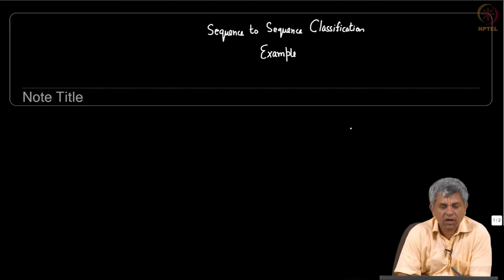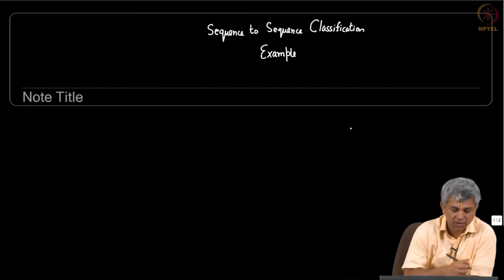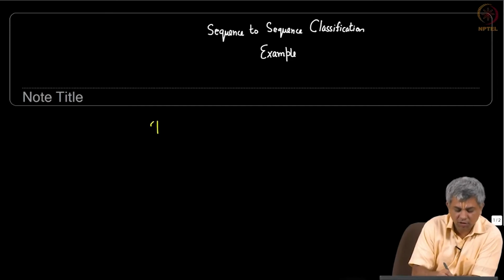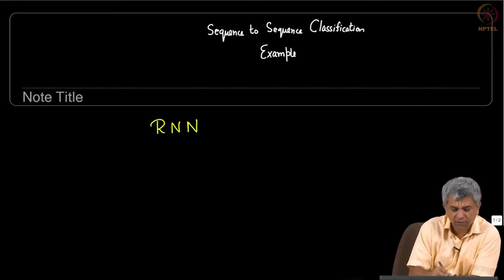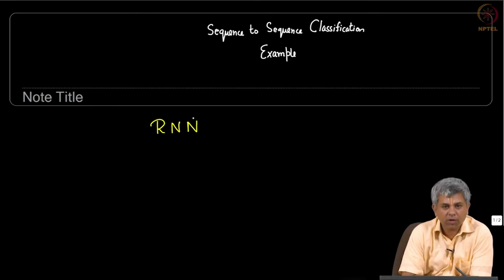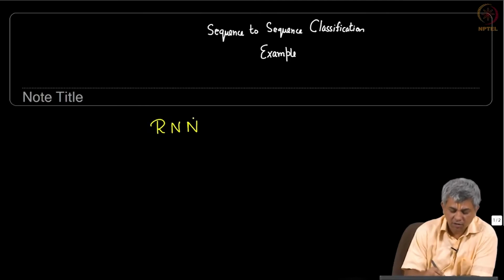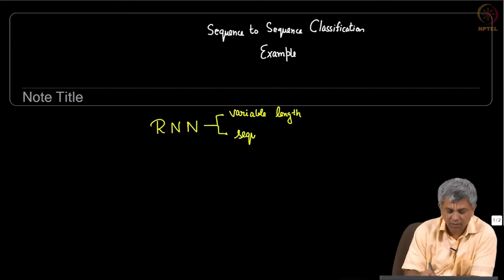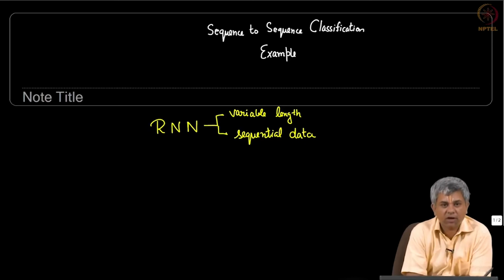Welcome back. In the last video we saw an introduction to RNNs. RNNs, remember, stand for recurrent neural networks. I told you about two important properties that RNNs have that typically CNNs and ANNs can't handle. One of them was variable length, and the second thing is sequential data. As I had said a few times in the last video, the basic purpose of RNNs is to be able to handle variable length sequential data.